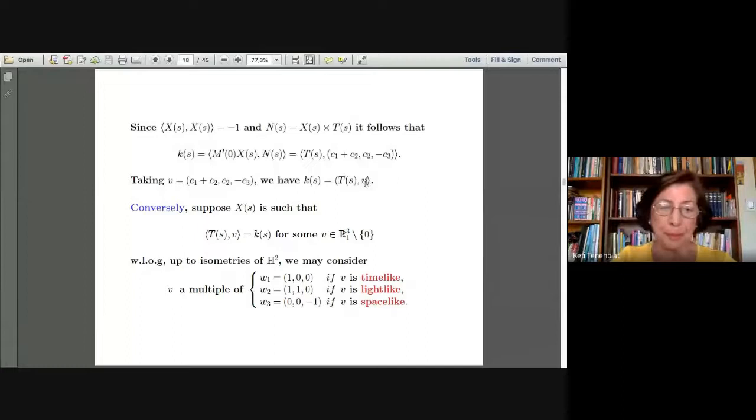Now the converse. Suppose you have a curve that satisfies this kind of equality. Without loss of generality, you may consider that the vector v is a multiple of one of those three vectors, which is time-like, light-like, or space-like. So we will consider v.